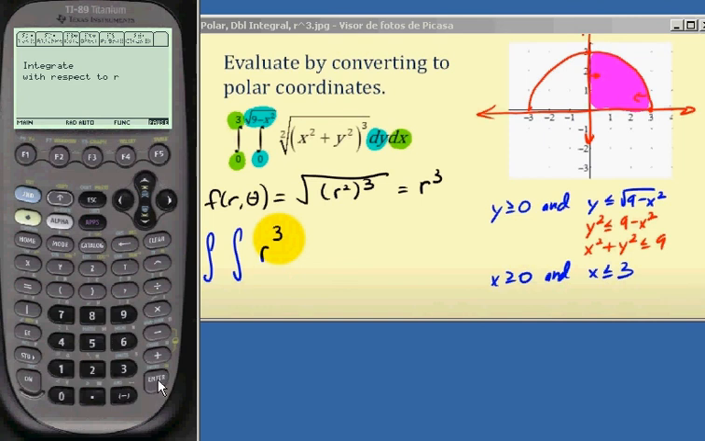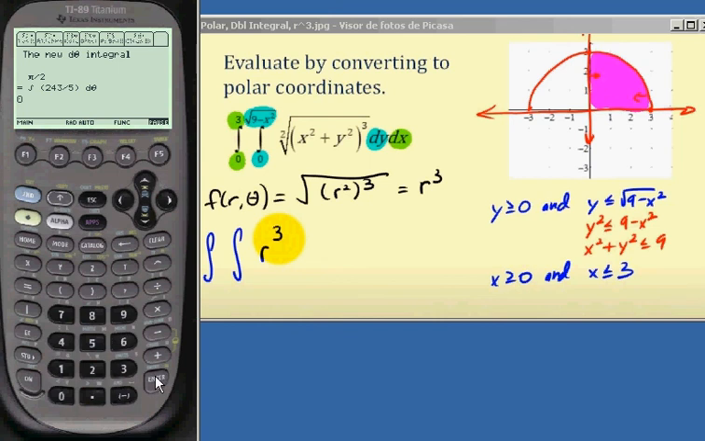Integrate with respect to r. It turns out to be r to the fifth over 5, with limits of 3 and 0. At r equals 3, this equals 243 over 5. At r equals 0, it equals 0. Upper minus lower, 243 over 5. Okay? That becomes a new integral for theta.